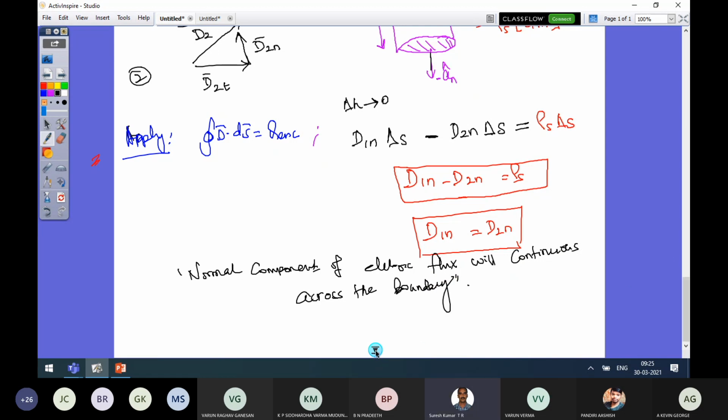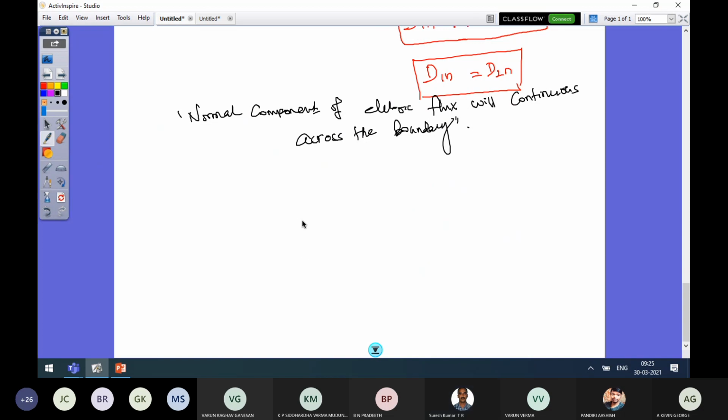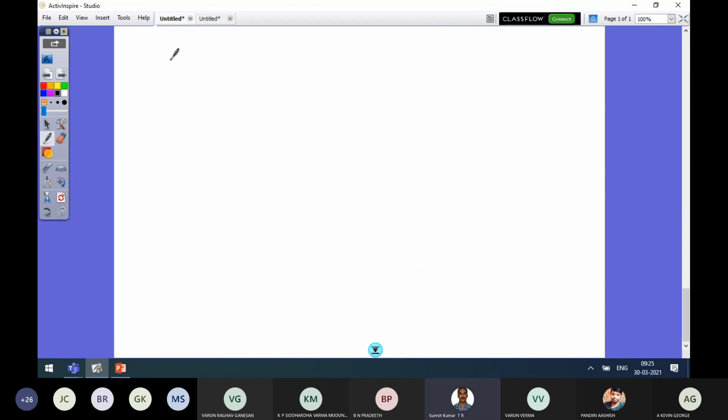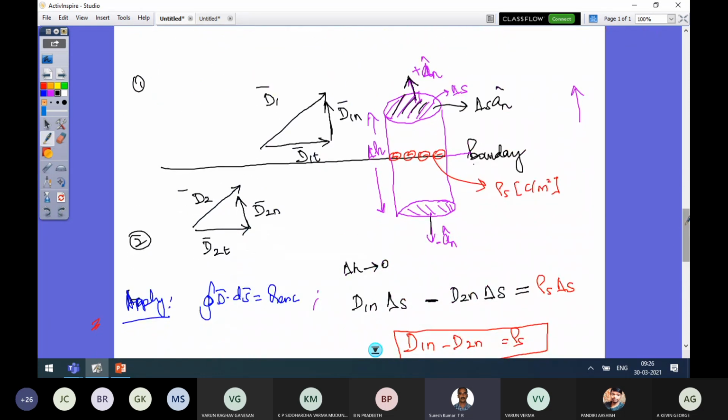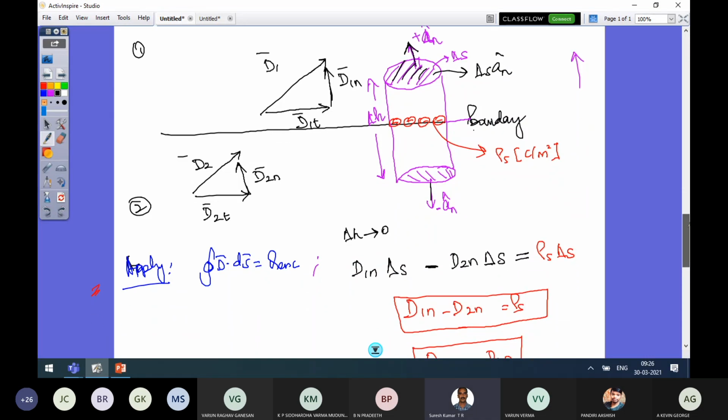Now let us consolidate the two boundary conditions. What we have considered is two dielectric mediums. We have considered a boundary, which is the meeting point of two dielectric mediums characterized by epsilon R1 and epsilon R2. Then we have applied the governing equations, like in a closed path the line integral of the electric field will be 0, and then the charge enclosed by a closed surface equals the charge enclosed. All this we have calculated, applied, and we got these equations.